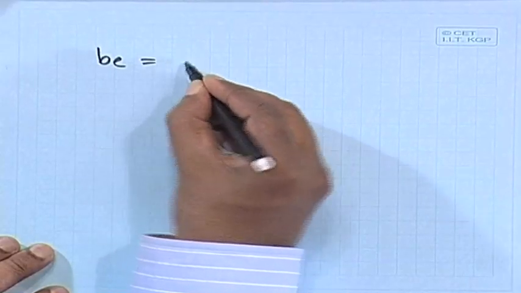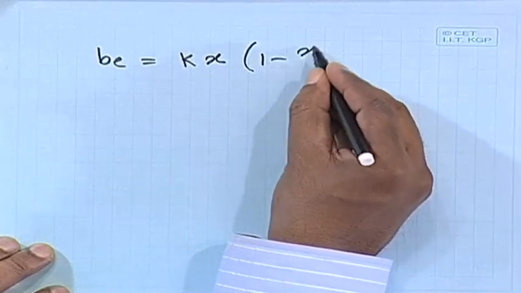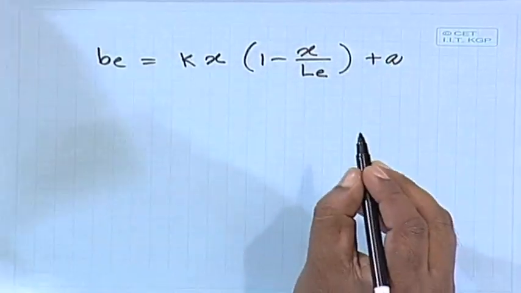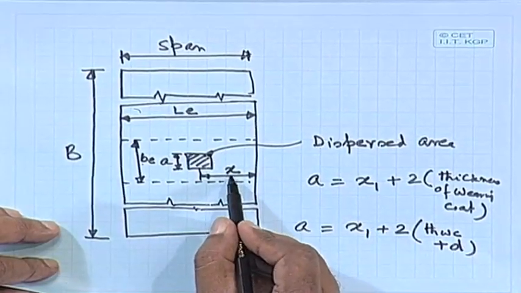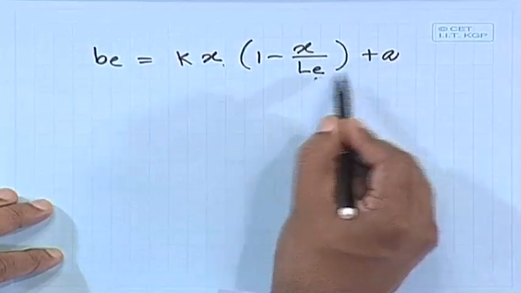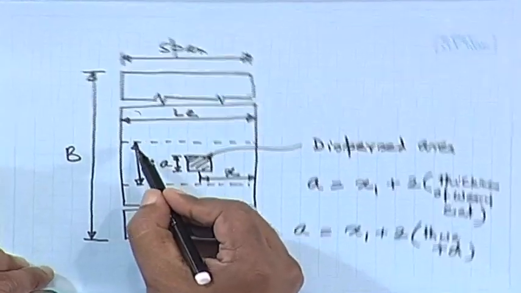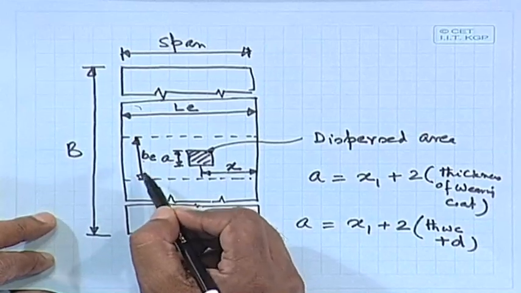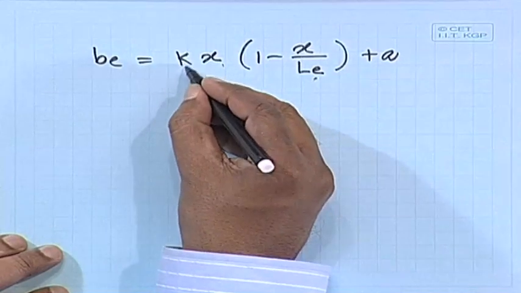BE, the effective width, equals K times x1 minus x by LE, plus A. A I know, x I know, LE I know, so I can find out the effective width. Instead of taking it per meter width, we take that effective width. And what is the value of K?